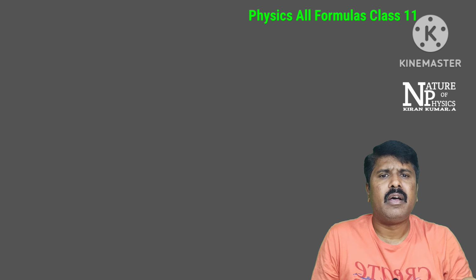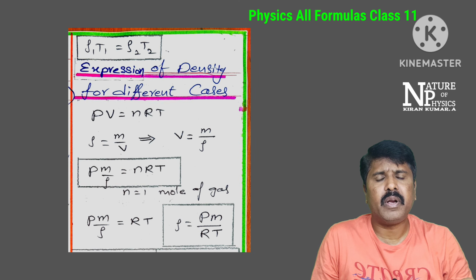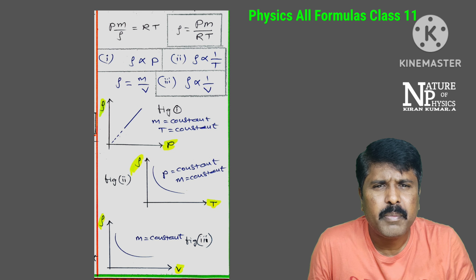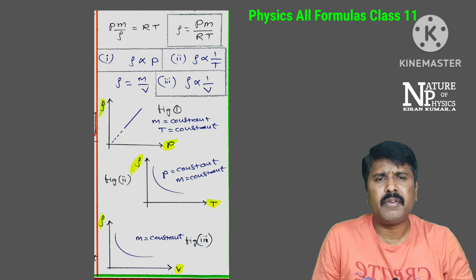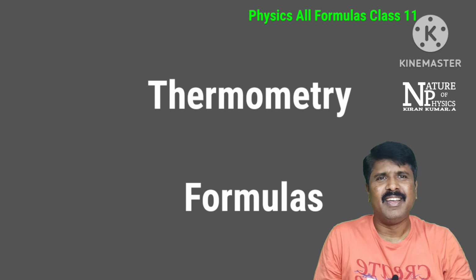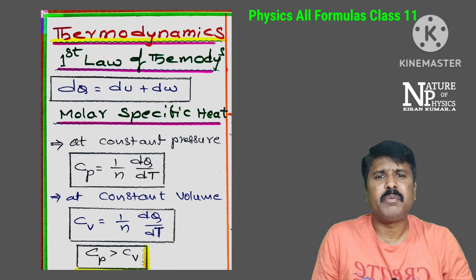Next, Charles law, P is equal to constant, a relation is given, graphs are also given, continuation from the ideal gas equation. Student, these graphs are very useful graphs I gave you, student. Density and also force, pressure and density, temperature, density and volume related graphs are given. Basic formulas including derivation proof. Okay, and next one is thermodynamics. Student, first law of thermodynamics, molar specific heat at constant pressure and at constant volume, Cp greater than Cv, Cp minus Cv is equal to capital R.